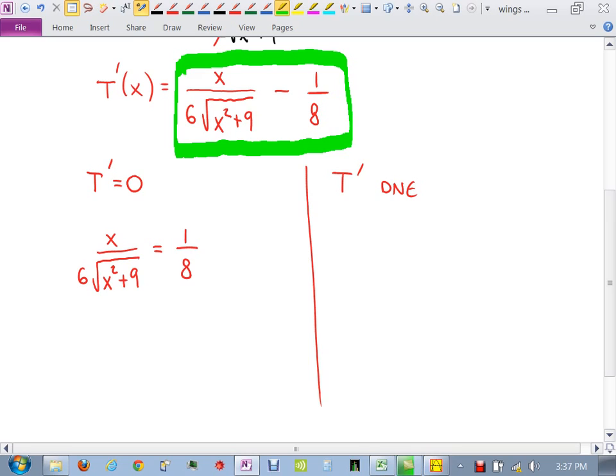48 on both sides. And then I'm going to multiply both sides by the square root also. So when you multiply the left side by 48 square root x squared plus 9, you get cancellation. 48 divided by 6 is, what do we got? 8. And then what's still there? 8 what? 8x equals, over here, 48 divided by 8, 6. And then you have the square root, don't you?